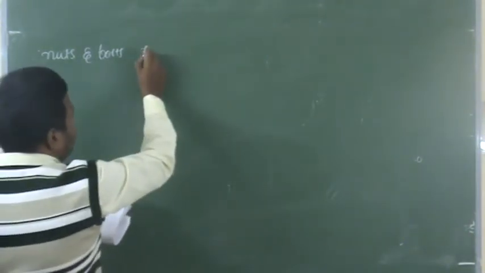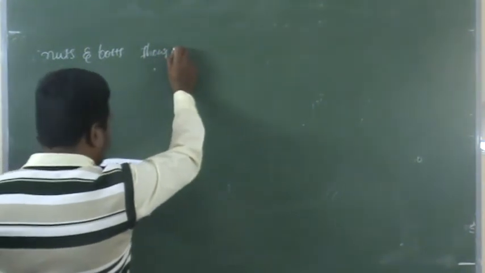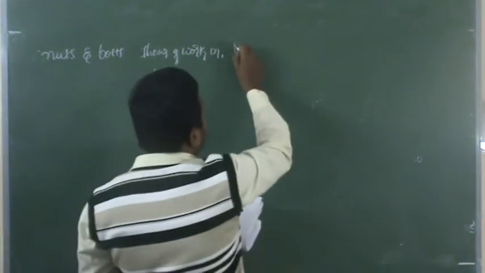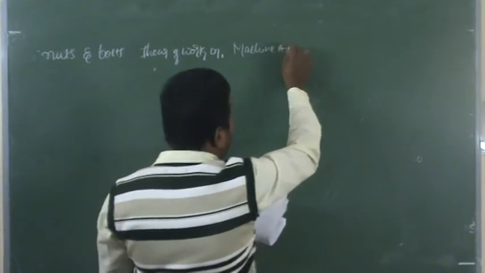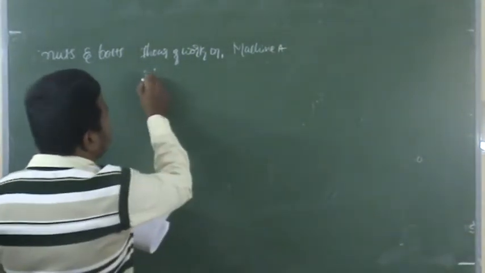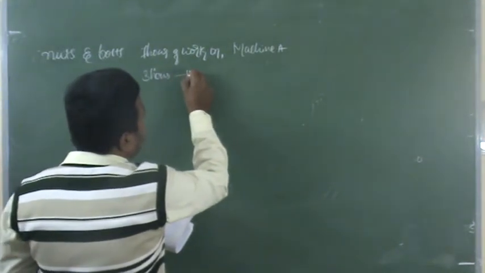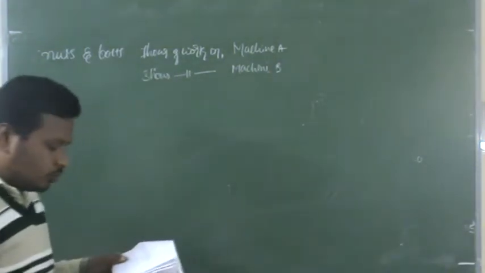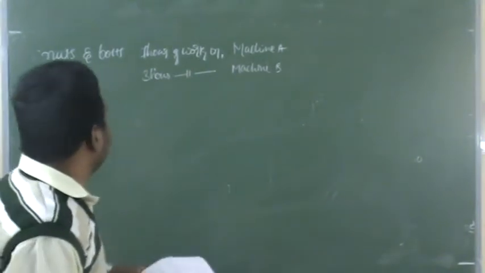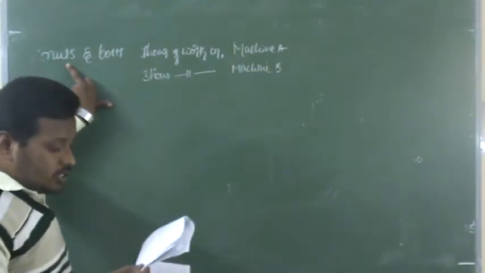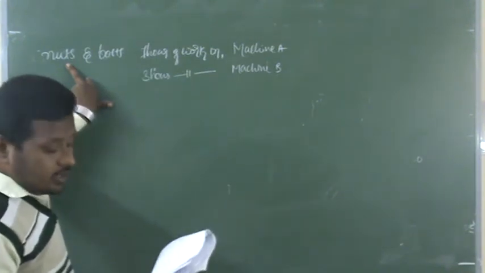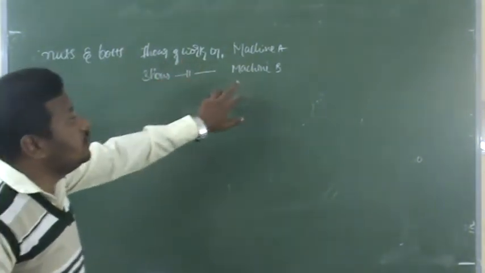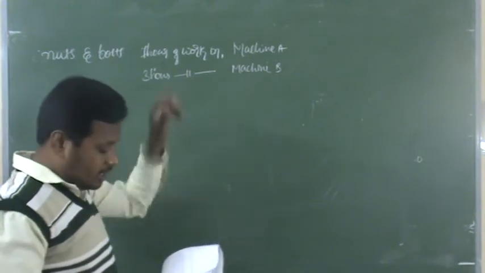To produce a package of nuts, it takes 1 hour of work on machine A and 3 hours of work on machine B. Machine A takes 1 hour, and machine B takes 3 hours.